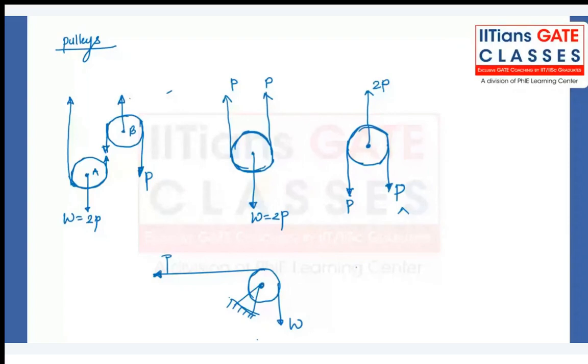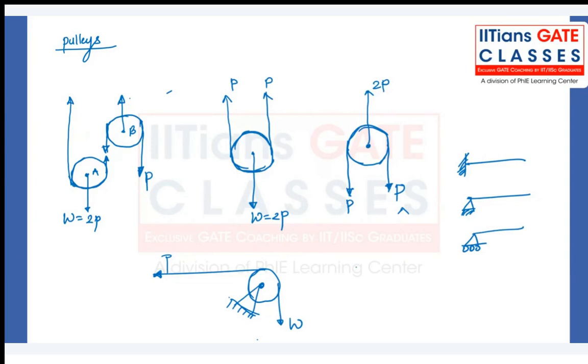In a beam, you have different supports. Let's say fixed support looks like this, hinge support looks like this, roller support looks like this. That is for beams. But for a pulley, it is a simple concept where it rotates about the center. Are you following?